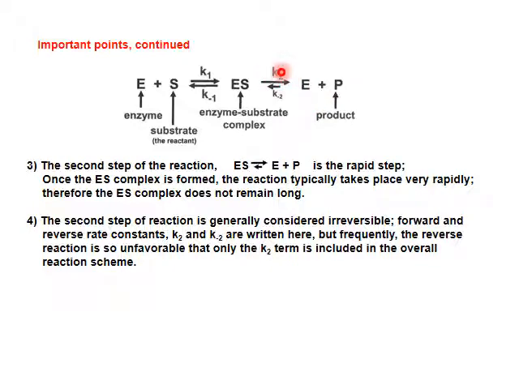This is the chemical step, okay? And based on the property of microscopic reversibility, there's also a K minus 2. If you were to have the product and the enzyme come together, it could go backwards and form the substrate. So enzymes can do this. It just depends on the properties of the enzyme.